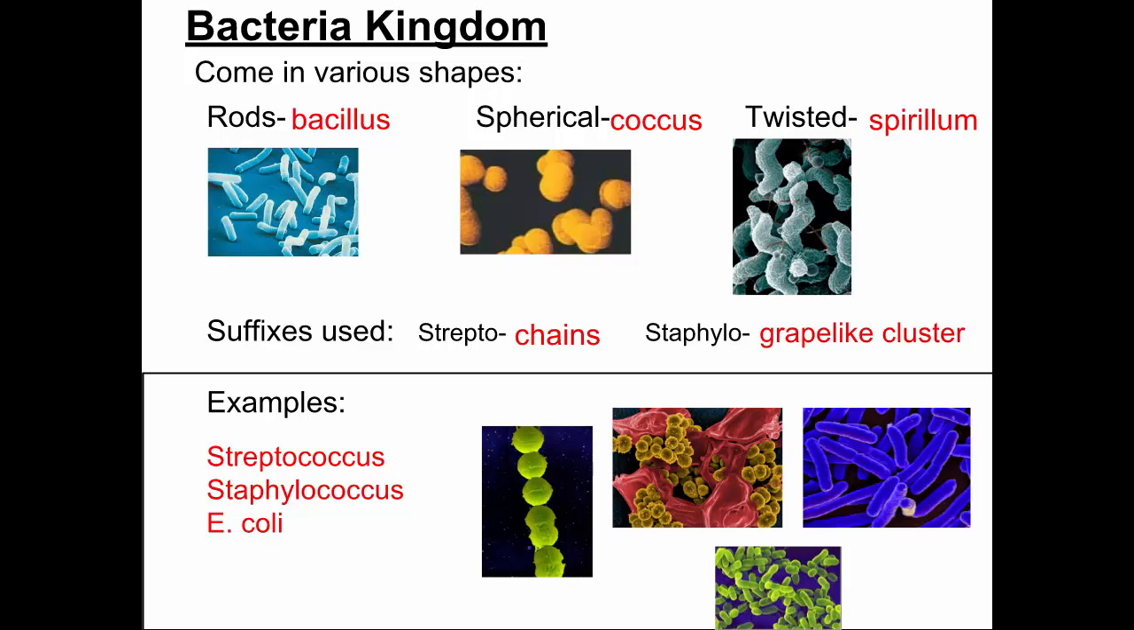E. coli bacteria, these are the rod-shaped bacteria. Many E. coli live in our digestive tract. Some types help us to digest certain nutrients. Others can cause food poisoning.